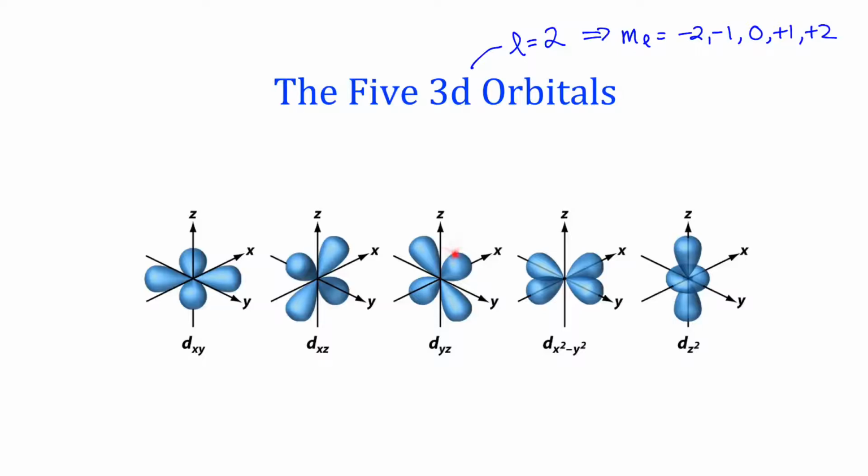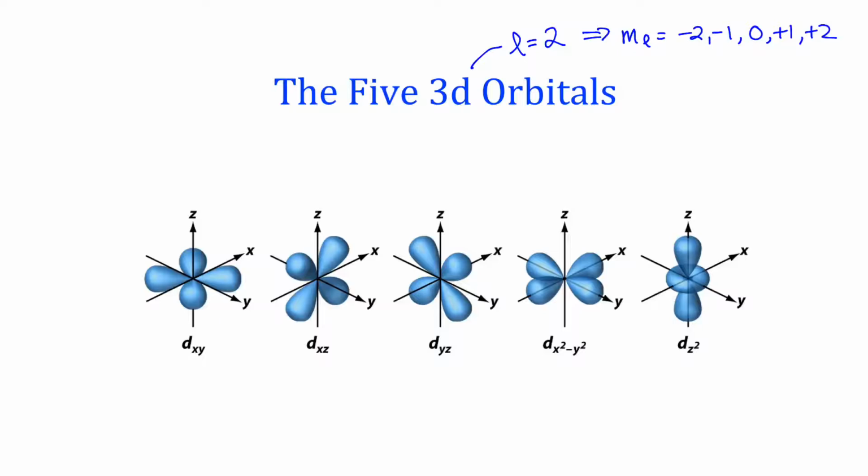Might be a little bit hard to see this one, but this lobe right here, if you can picture this in space, is oriented directly between the Z and the Y axes. So that's why we get the YZ label. This one's a little bit more fun. It has an x squared minus y squared label.